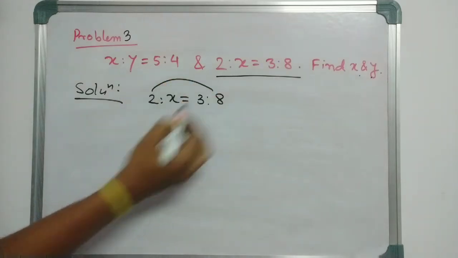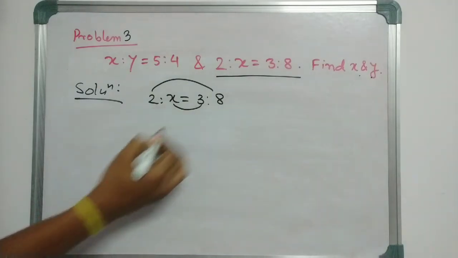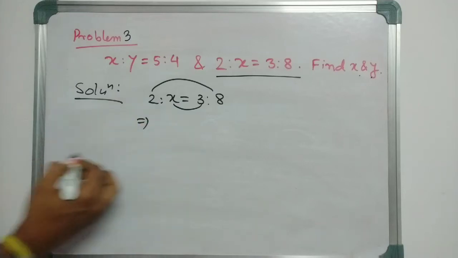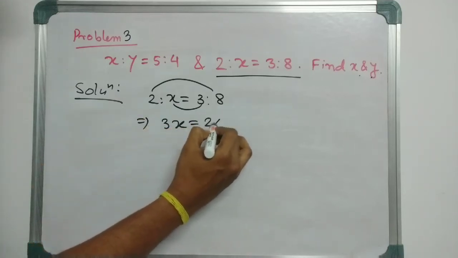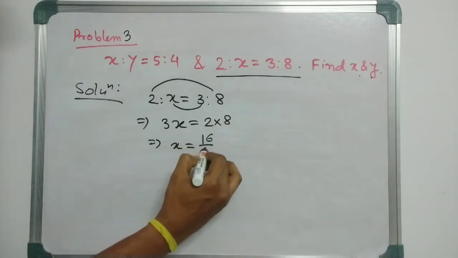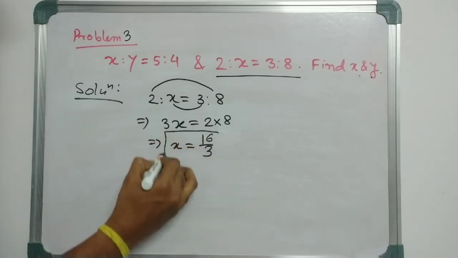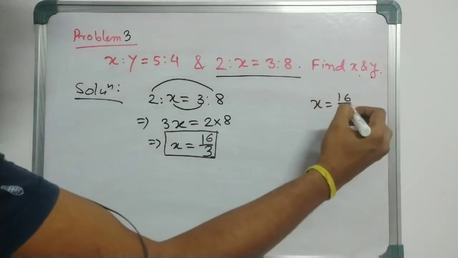So the product of the extremes is equal to the product of the means. By this process we can write that 3x equals 2 into 8. That means x equals 16 by 3. So this is the value of x. So x equals 16 by 3.